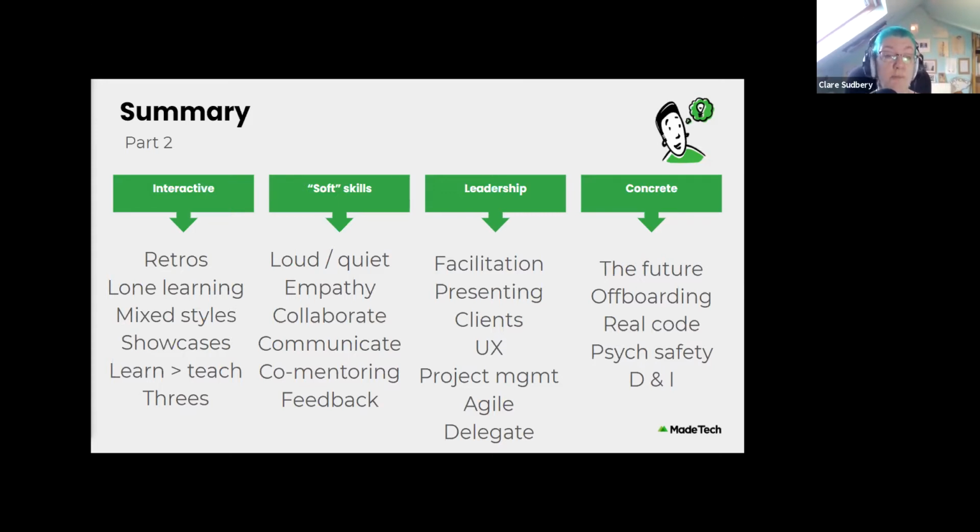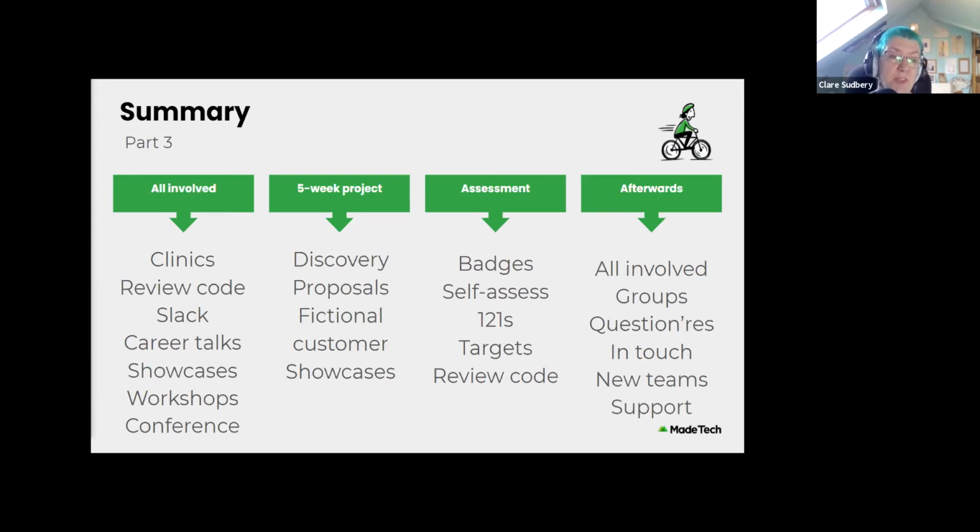So we want them to be able to facilitate sessions, to present information to our clients, to pay attention to the user experience and to be able to do user research. We teach them project management skills. We teach them about agile delivery, and we delegate some things to them. We try to make things concrete. So we have an eye on the future. We have a conscious offboarding process. We expose them to code in the wild that is actually live with our clients. We talk to them about psychological safety, and we pay attention to diversity and inclusion. We try to get everybody in the company involved.